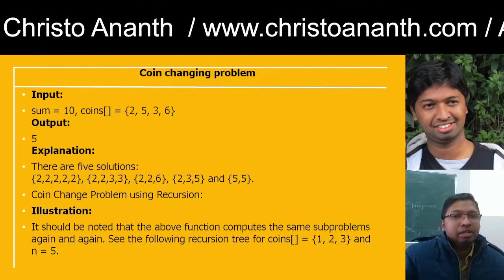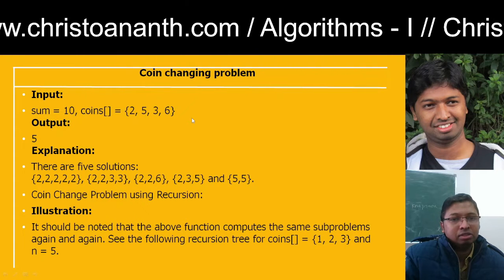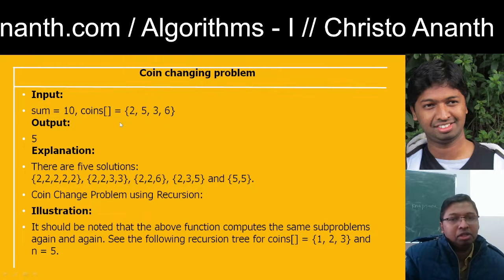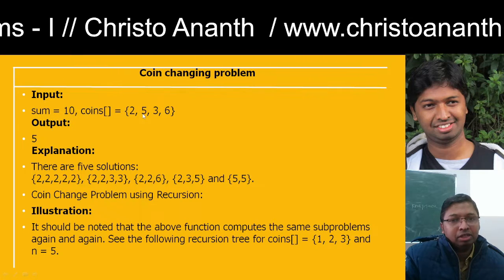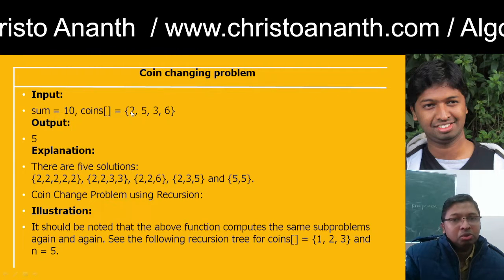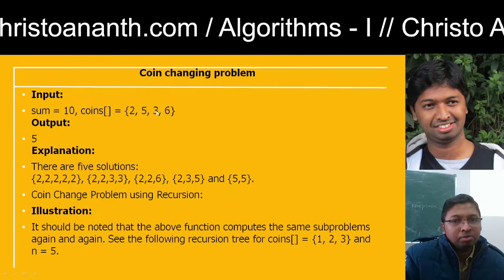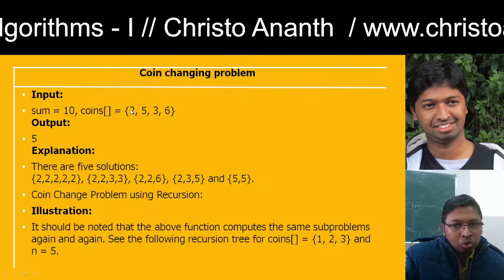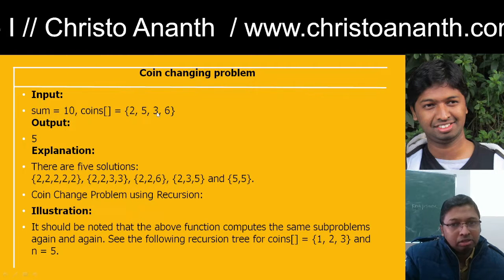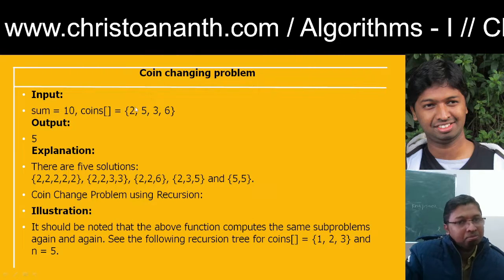For example, sum is equal to 10, coins is equal to 2 5 3 6. How can you obtain it? So 2 five times, 5 two times, 2 two times and 3 two times, 2 two times and 6 one time, 2 one time, 3 one time and 5 one time. So these are the ways.